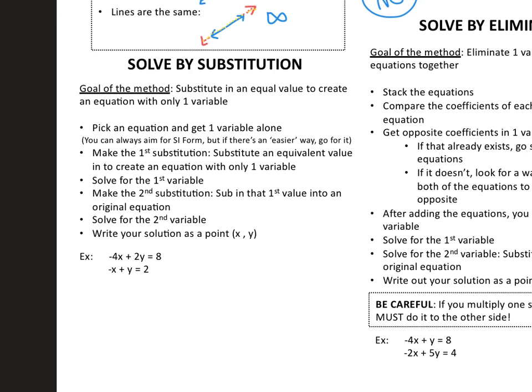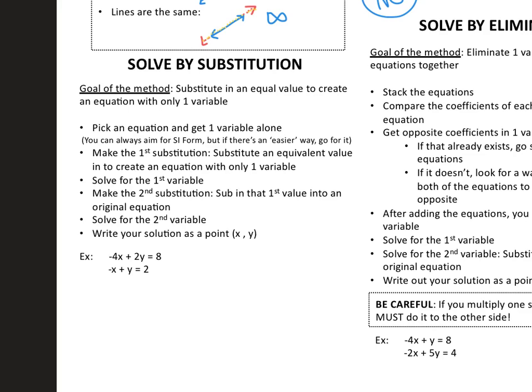So when you are solving by substitution with equations, you're going to pick an equation and you need to get one variable alone, or you're going to solve for that variable. You could always fall back on putting them both in slope-intercept form, but if there's an easier way, you're going to want to go for it.